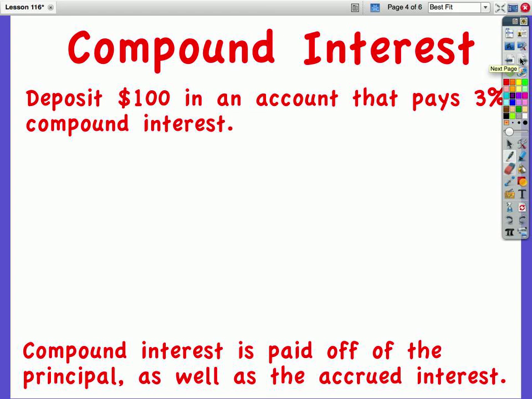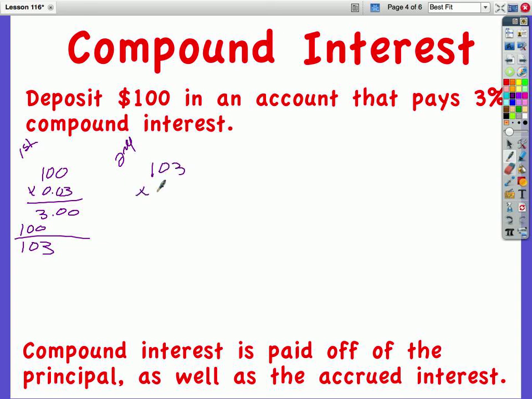With compound interest, you're going to make money off your interest as well. So we have our $100 multiplied by 3% here. Remember it was $3. We're going to add that to our $100. So we now have $103 in our account after the first year. Second year, instead of just adding 3 every year, we're going to take 103 and multiply by our 3%.